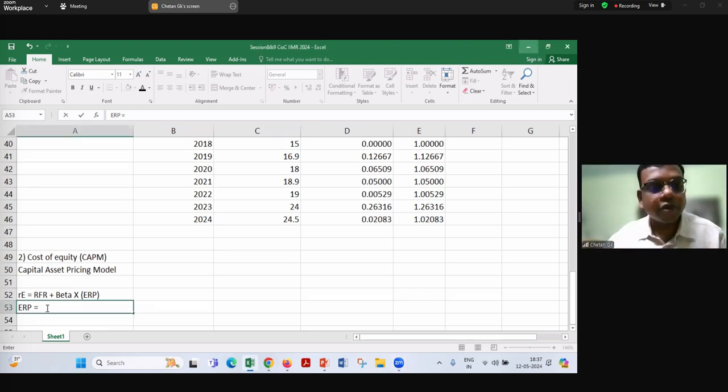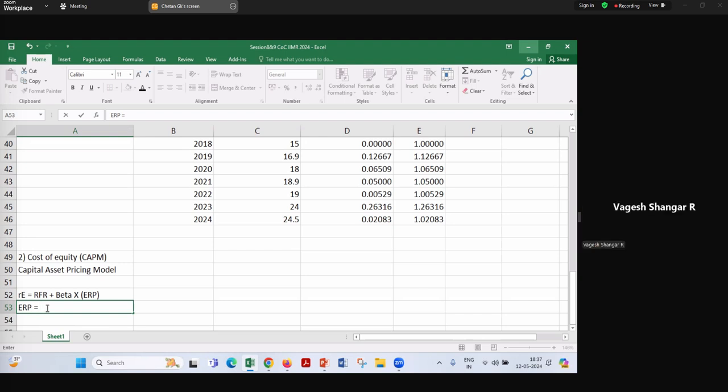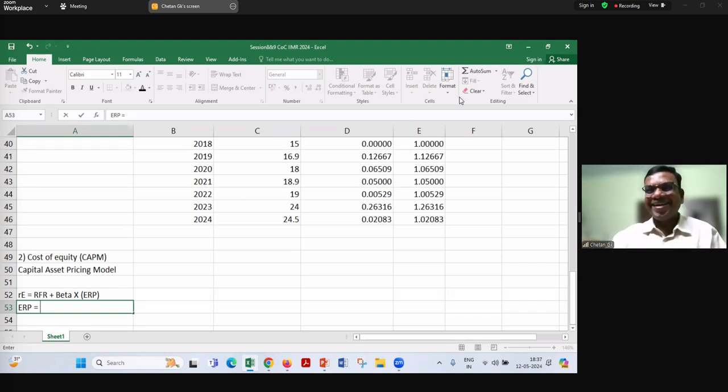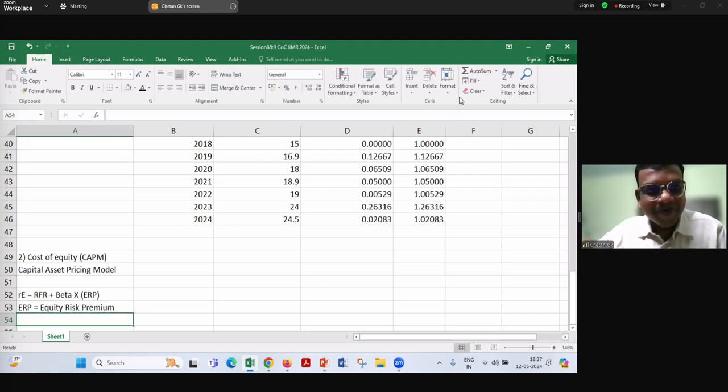What does ERP stand for? We discussed it in the last class. Forgot? Enterprise resource planning. No. Who is that? That is equity risk premium, right? Equity risk premium. What is equity risk premium? ERP is equal to what?